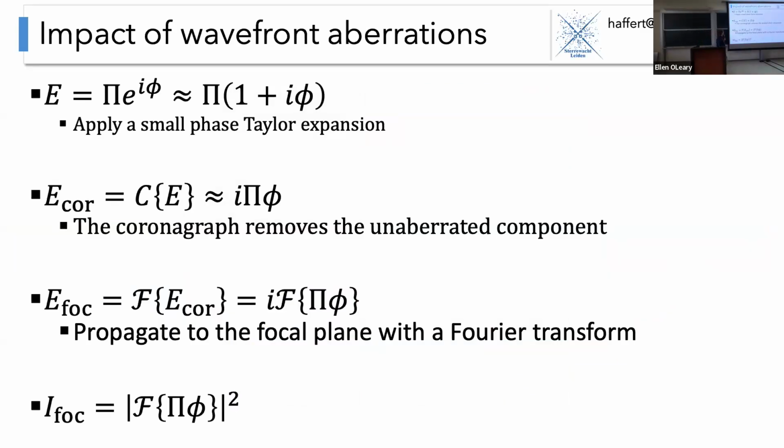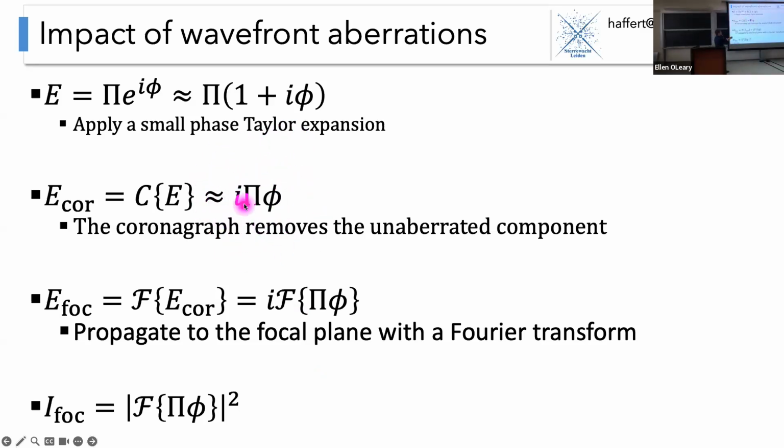Okay, so first of all, let's check what the impact of wavefront aberrations is. So we're going to do some math. At the top, I'm showing the electric field. It's P times e to the i phi, which is just the pupil function times a phase aberration. If we have small wavefront errors, which we typically have in space-based applications, for example, then you can make a Taylor expansion. So we make a first-order expansion, and the first-order expansion of the complex exponential is 1 plus i phi. Well, then we say, let's suppose there's a coronagraph, and this coronagraph removes the fundamental mode, the piston mode. So we have a really good coronagraph that perfectly removes it. Then we're left with whatever leaks through.